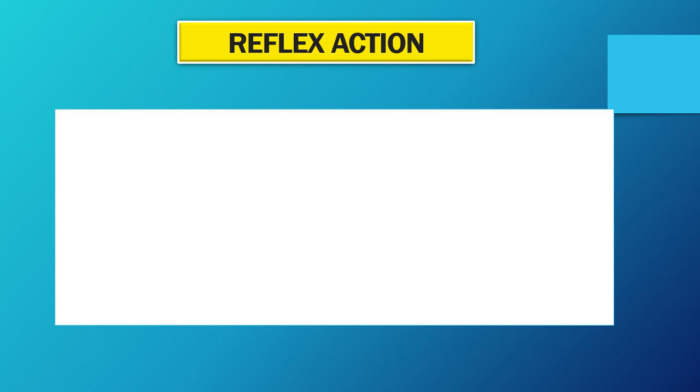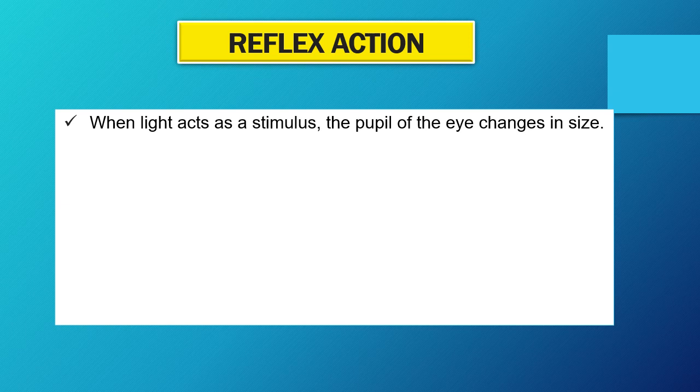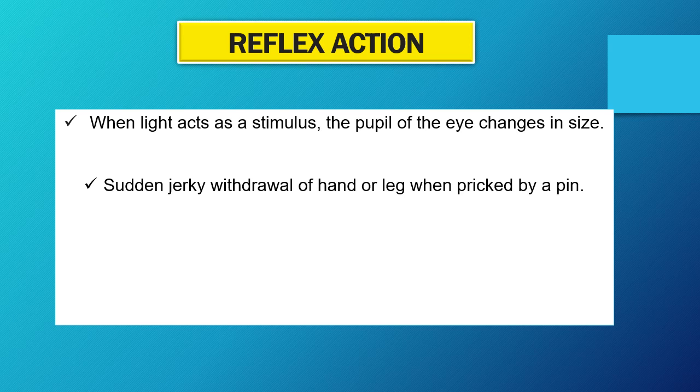Now the main topic, that is reflex action. What happens when a source of light approaches our eye? We start to blink our eyes. The pupil of the eye changes in size. So here light acts as a stimulus. Again, if we prick ourselves with a pin, we withdraw our hand or leg with a sudden jerk. Here also, pain acts as a stimulus.